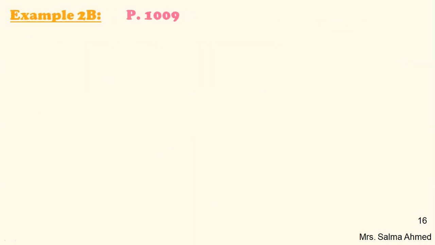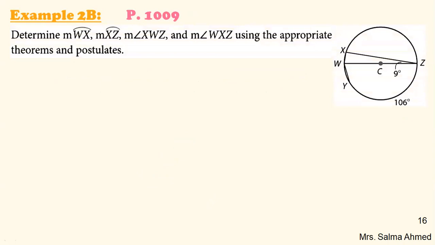Okay, example 2b, page 109. Determine the measure of arc WX, the measure of arc XZ, the measure of angle XWZ, and the measure of angle WXZ using the theorems and postulates. We are going to start. The measure of angle WZX is half this arc, because we took from a while ago that the inscribed angle is half the measure of this arc.